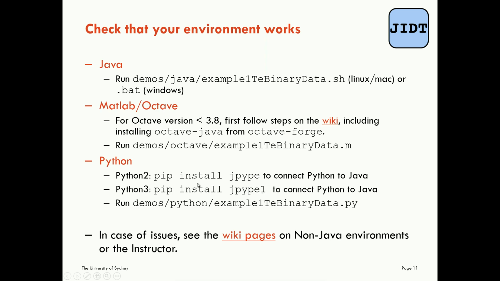The command I've written down here uses the pip package manager. If you're on Anaconda, you can use a different command. I think it's conda install or something like that. In any case, you can read more details about that on the wiki pages here for non-Java environments. So let's assume you've got those installed okay. To check that everything's running fine for JIDT in Python, we're going to run this sample script here. So let's go back and let's do that.